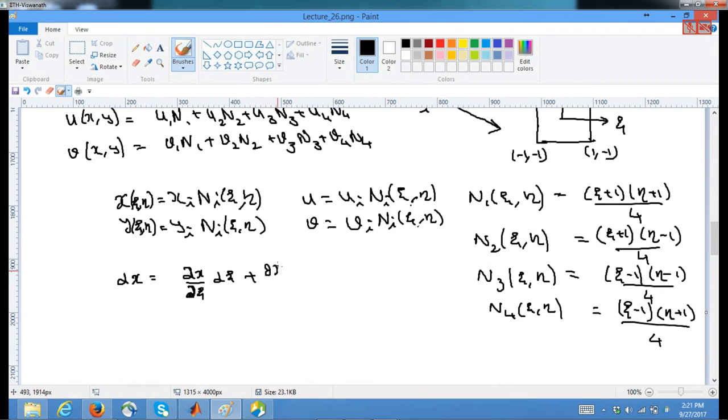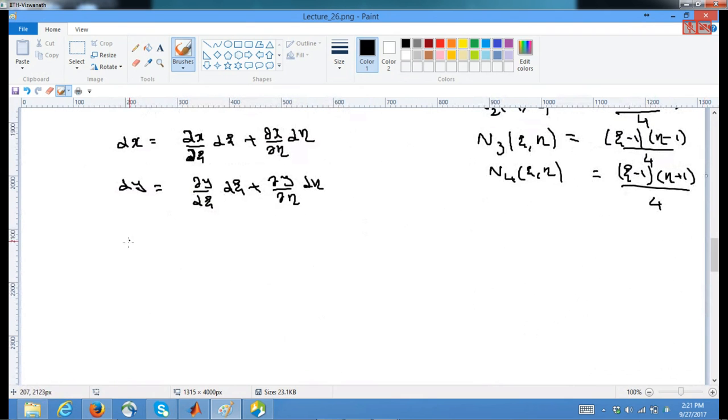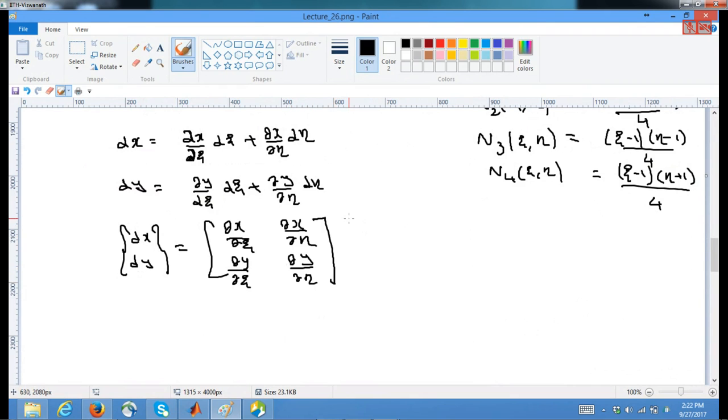plus, similarly dy is given by ∂y/∂eta d eta, which we can write as [dx dy] equals the matrix of ∂x/∂xi, ∂x/∂eta, ∂y/∂xi, ∂y/∂eta times [d xi, d eta].